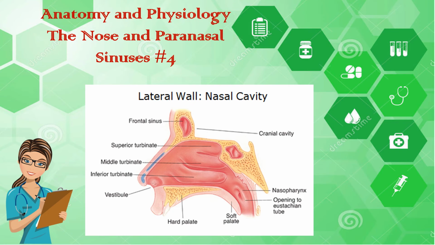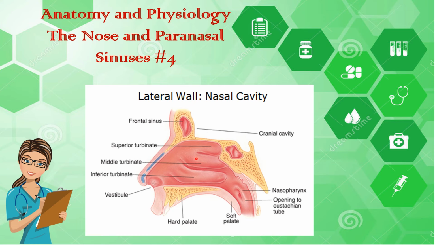So this image is the lateral wall of the nasal cavity. Laterally, the anatomy is more complex. These are the curving bony structures, the turbinates. We have the superior turbinate, middle turbinate, and the inferior turbinate. This is covered by a highly vascular mucous membrane that protrudes into the nasal cavity.